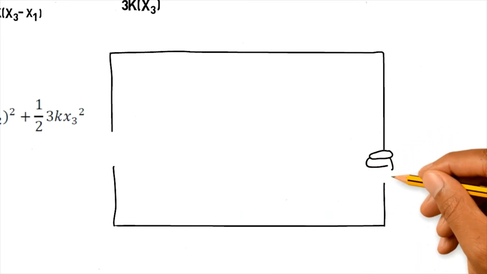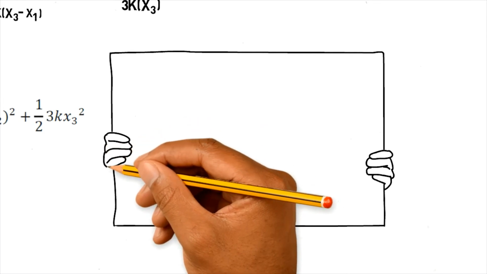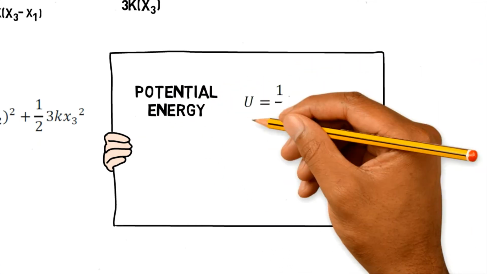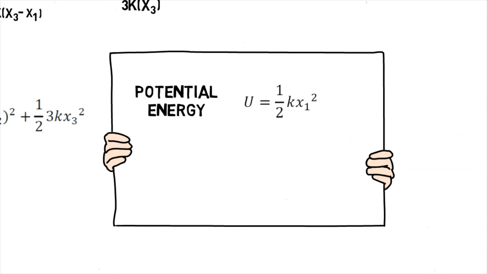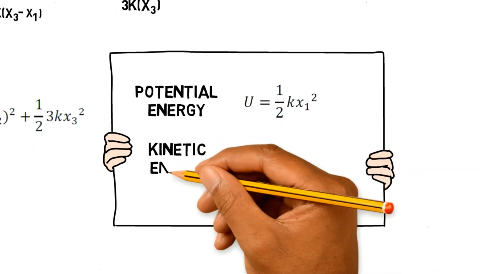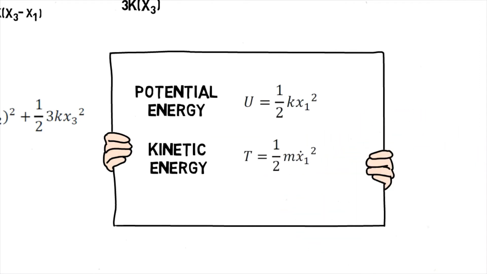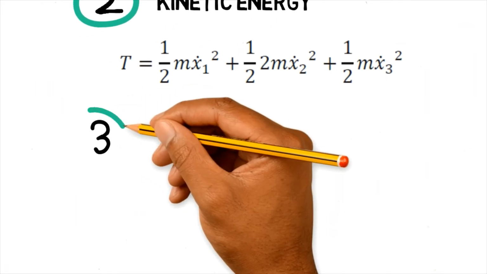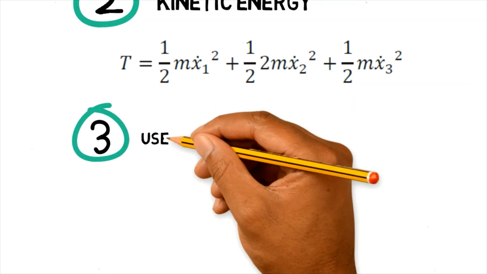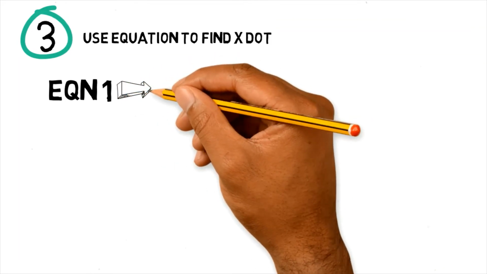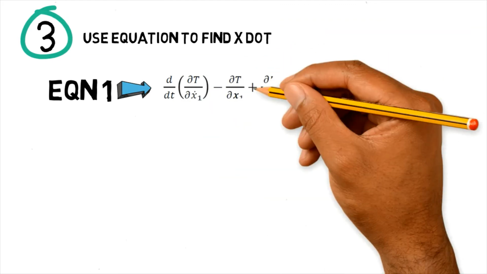The general equation of potential energy are U equal to 1 over 2 kx square, while kinetic energy is T equal to 1 over 2 m x dot square, where k is spring constant, x is the length elongation or reduction, and x dot is velocity. The general equation of Lagrange equation is d over dt in bracket dT over dx dot minus dT over dx plus dU over dx.